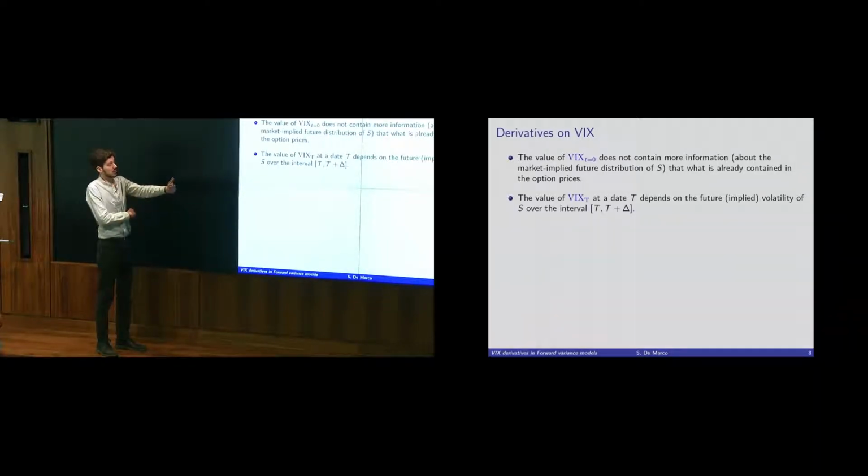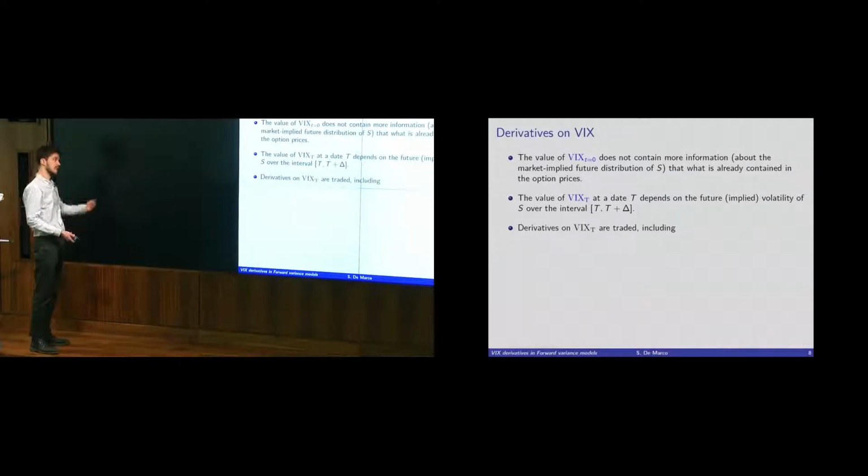Now, the value of VIX at a future date capital T is essentially the price the log contract will have at this future date capital T. So this will depend on the market implied distribution of S over the time interval T plus delta. So if you have derivatives on this object, their prices nowadays will give me some additional information on the market view of the implied distribution of the asset at time capital T.